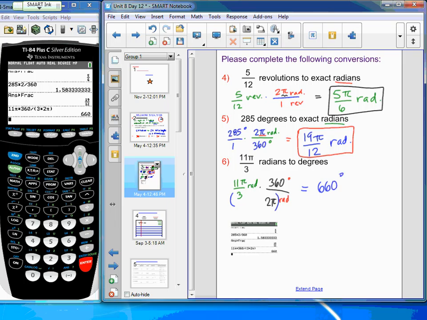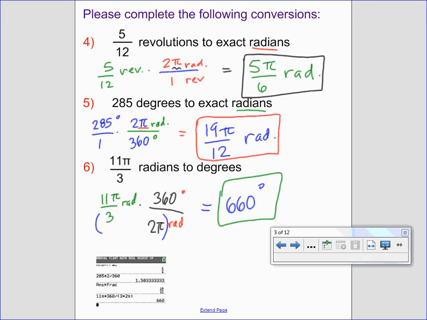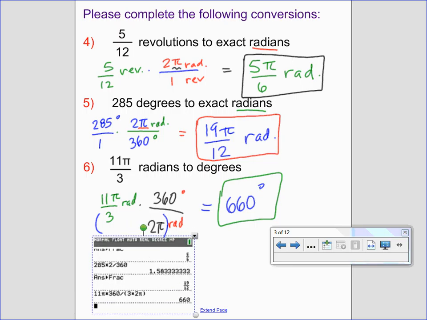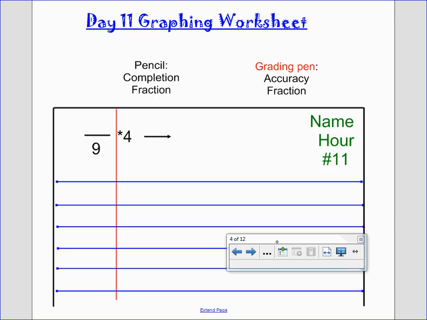Go ahead and raise your hand if you already had that. Did anybody get all the way to 660 degrees? Awesome work, you guys. Great job. What kinds of questions do you have about today's Bellwork? Okay, so let me make that a little bit bigger. And now we'll go ahead and take care of our day 11 graphing worksheet check. I'm going to pause the recording now so we can take a look at our assignment.